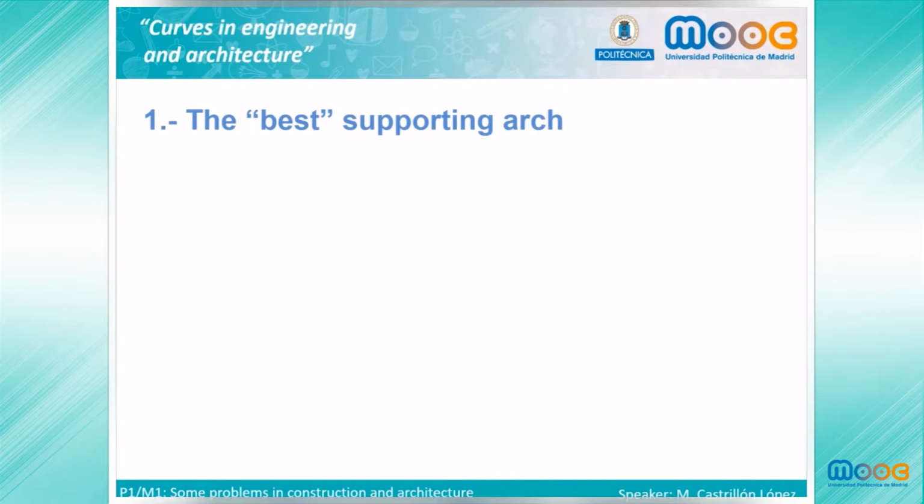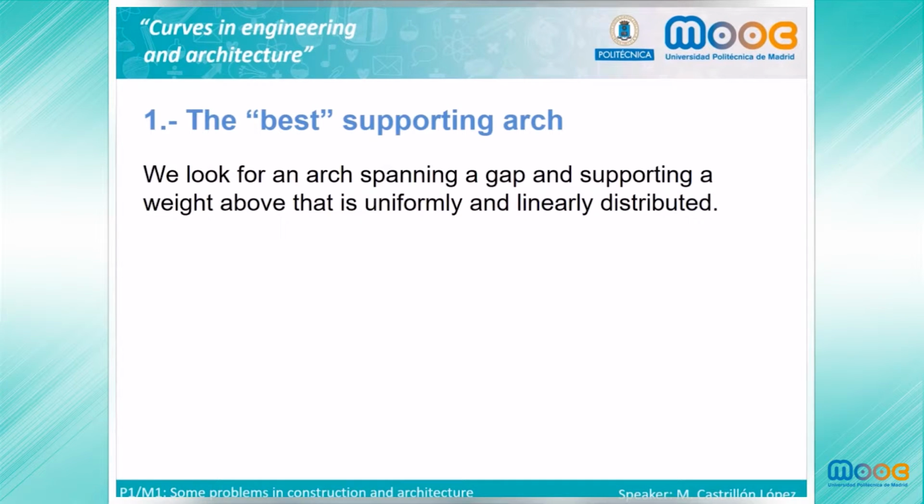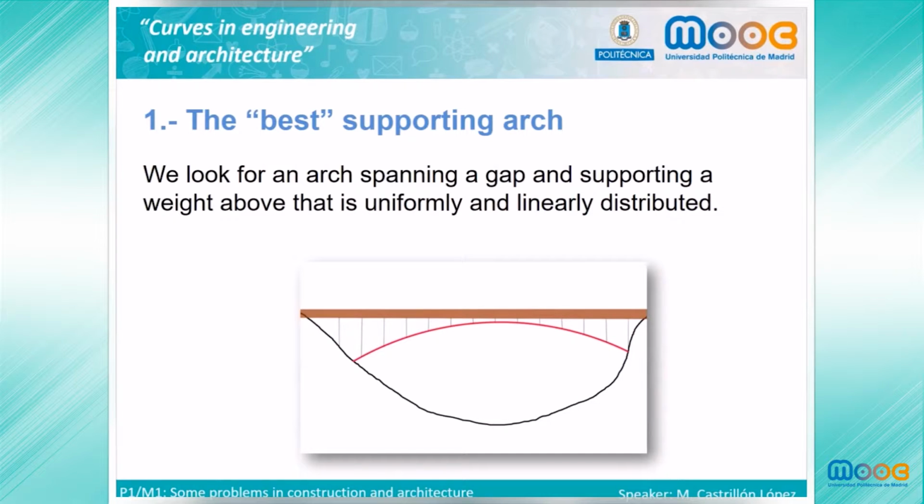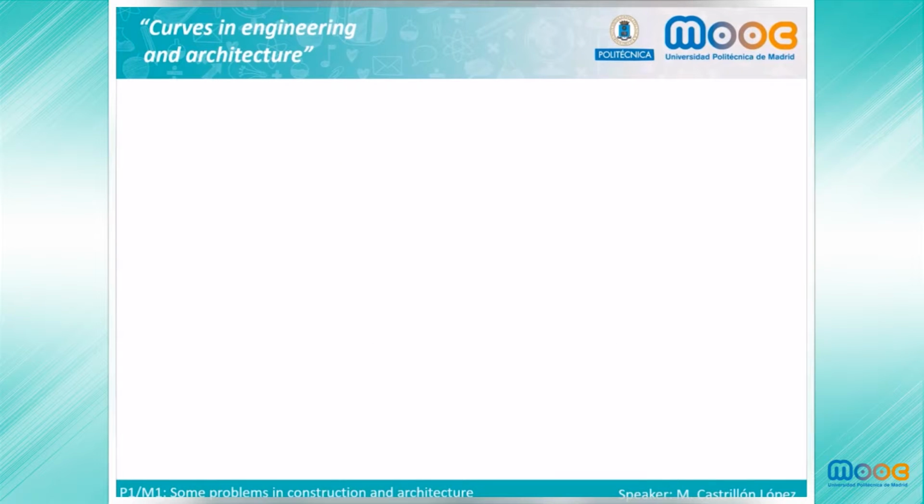We begin with the first of them, the best supporting arc. We look for an arc spanning a gap and supporting a weight above it that is uniformly and linearly distributed. The typical example of this situation is the arc of a bridge, and the weight it has to support is a road above it. We now make precise the conditions of this problem.